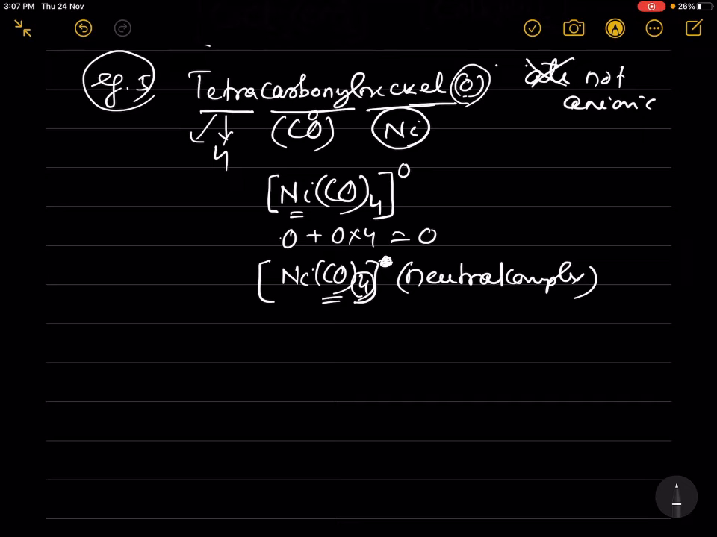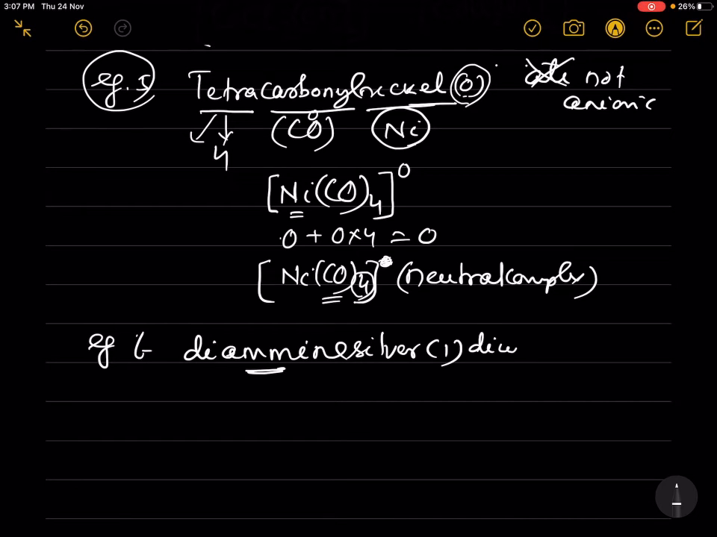Then example number 6. Diamine, you see 2 M's are written. Diamine silver(I) dicyanido argentate(I). Diamminesilver(I) dicyanidoargentate(I).